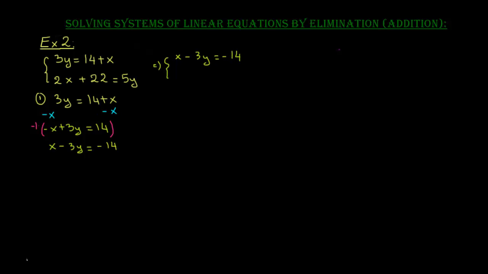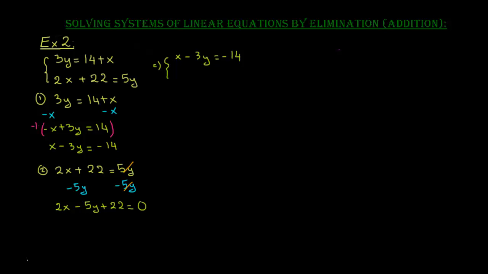Now we do the same for the second equation. Pick out the second equation: 2x plus 22 equals 5y. We want x and y to stay on one side, so I'm going to move this y over by subtracting 5y on both sides. We will have 2x minus 5y plus 22 equal to 5y minus 5y, and the 5y cancels out, so it gives me equal to 0.